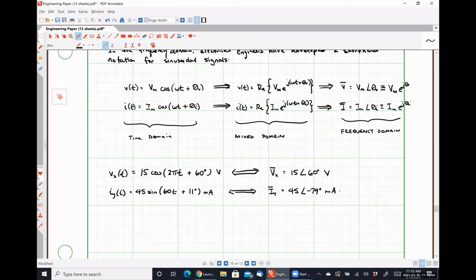So we have a fundamental definition for a phasor voltage, and we have a fundamental definition for a phasor current. So now let's use those things to develop some relationships for simple circuit components like capacitors, inductors, and resistors.